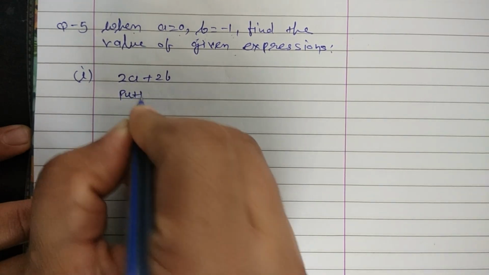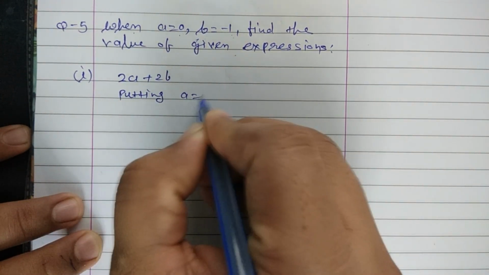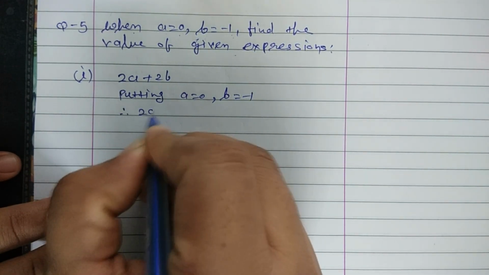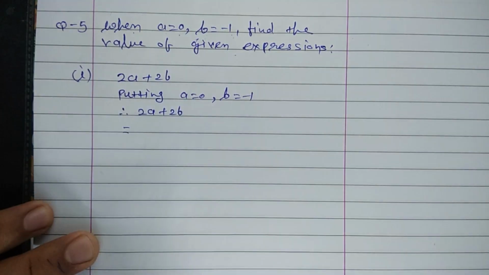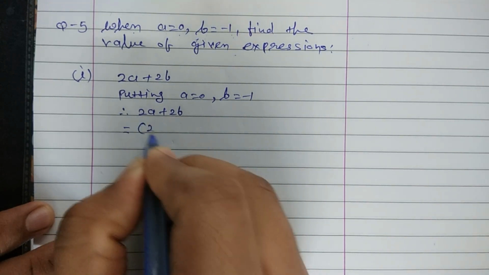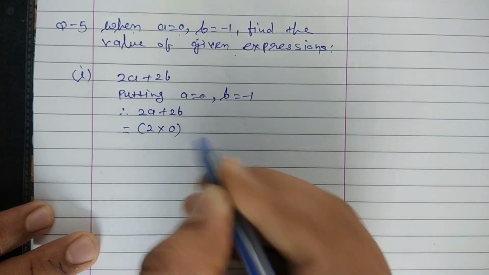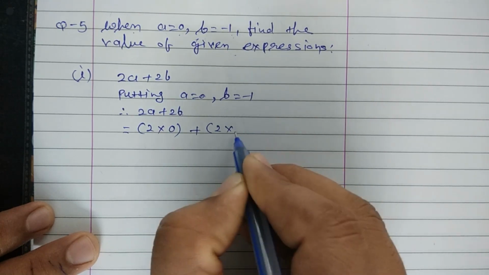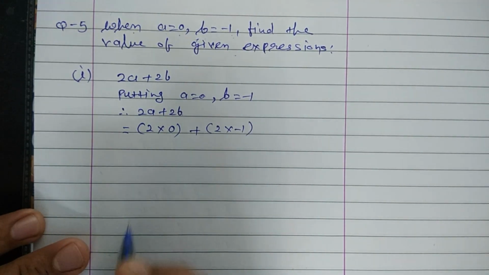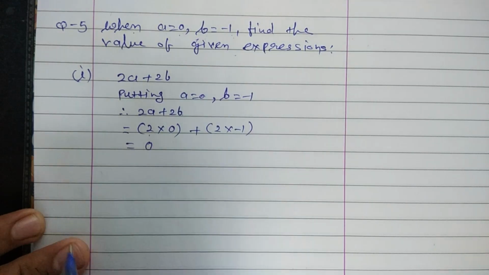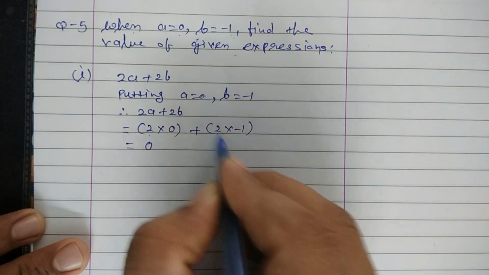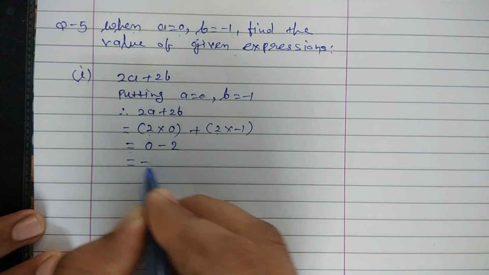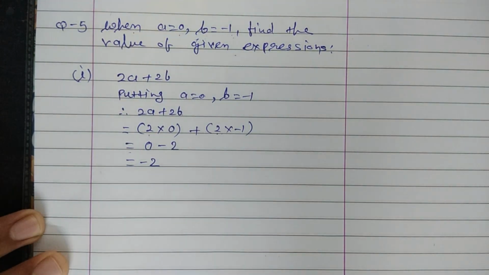So here we will write, putting a is equal to 0 comma b is equal to minus 1, and therefore expression 2a plus 2b is equal to 2a means 2 multiplied by 0, plus 2b, 2 multiplied by b is minus 1, so it is 2 multiplied by minus 1. 2 multiplied by 0, it is 0, plus minus minus, 2 ones are 2, so it is minus 2. 0 minus 2, that is answer is minus 2.